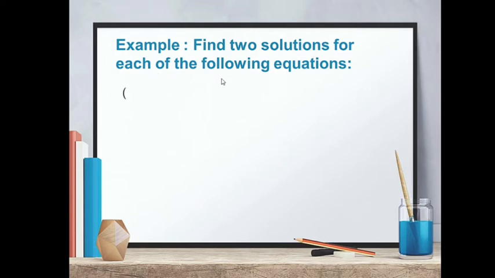The equations are: first one is 4x plus 3y equals 12, second is 2x plus 5y equals 0, third is 3y plus 4 equals 0. So these are the three equations given, and we have to find two solutions for each of the equations.